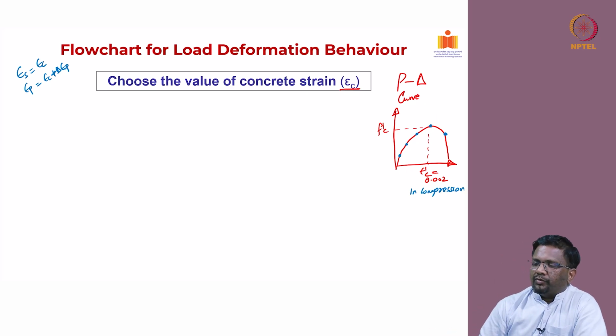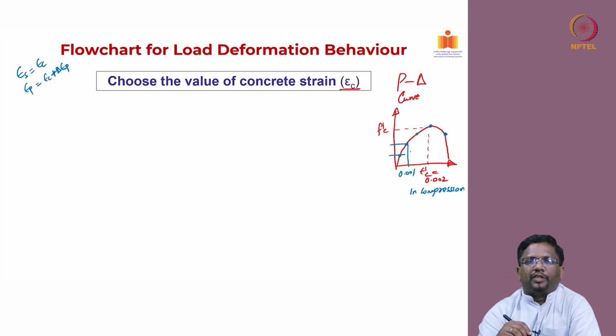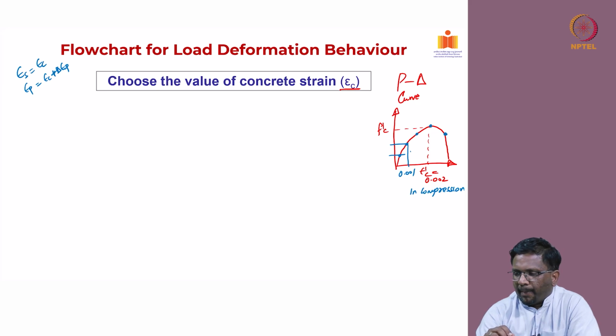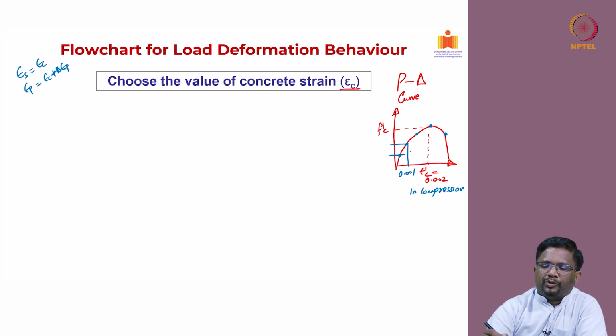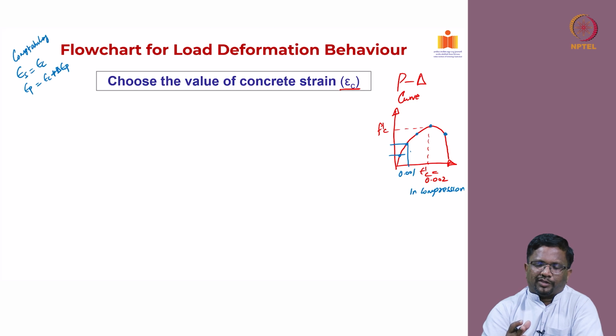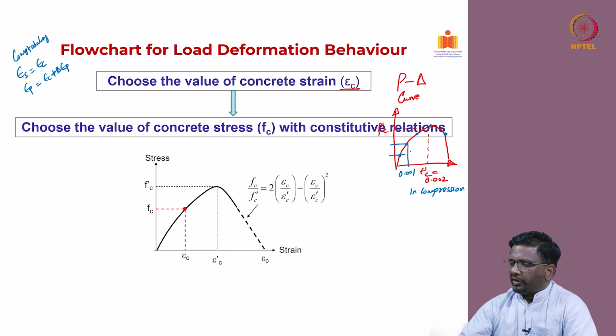So, this is what we are going to do. First, we have to choose one value of epsilon c. For example, in this case I take this value equal to 0.001. The moment I choose the value of concrete strain epsilon c, I can also use these compatibility conditions to find out the strains in the non-prestressed steel and prestressed steel. This is what we have explained.